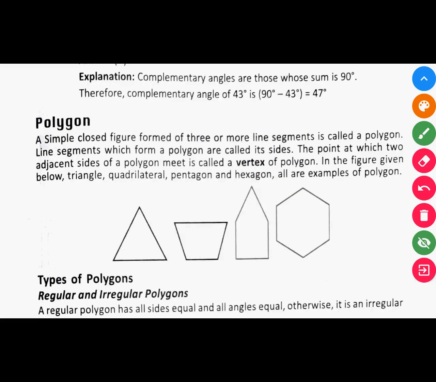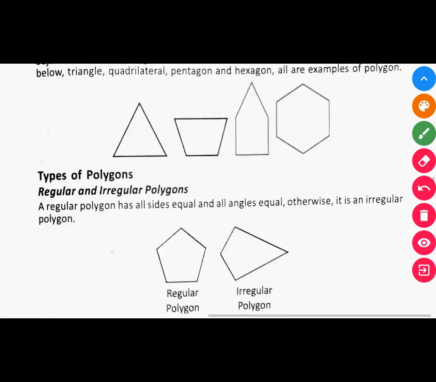Why not 2? Because if we join 2 line segments, it becomes an angle, or it is a straight line segment. It is an open kind of figure, not a closed one, because these 2 lines are not connected to each other. We need a third line to connect it. That's why from 3 and more than 3, everything is a closed figure. So they are known as polygon.